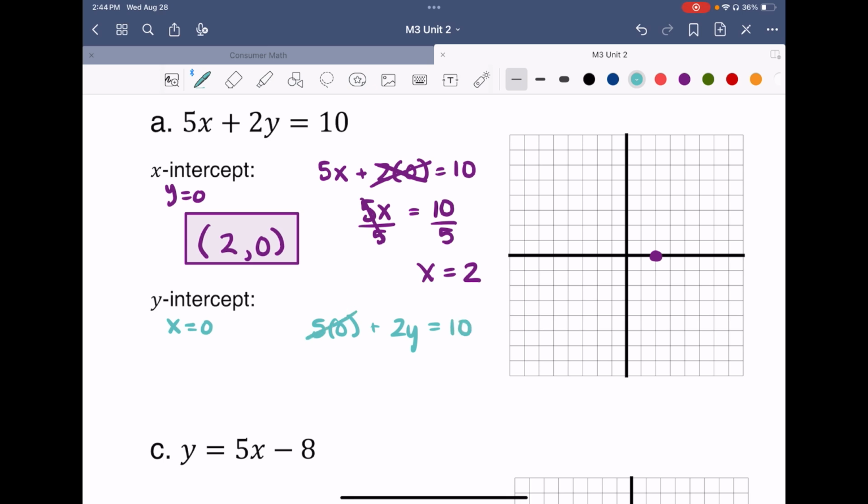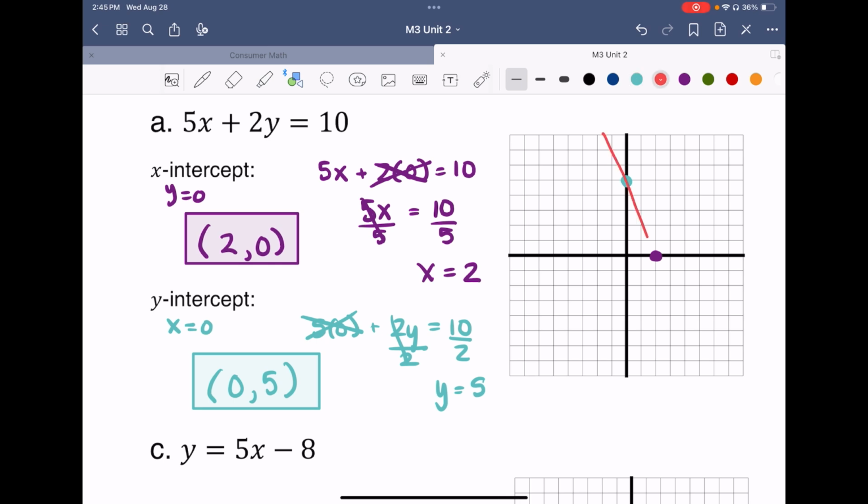So again, anything I multiply by 0 just disappears completely. So you can basically just ignore that whole section, and then I get 2y equals 10, divide both sides by 2, and y equals 5. So my y-intercept is 0, 5. Now I graph 0, 5. Now that I have 2 points on my graph, I'm able to connect them and get the linear function you see right here. And we're done.